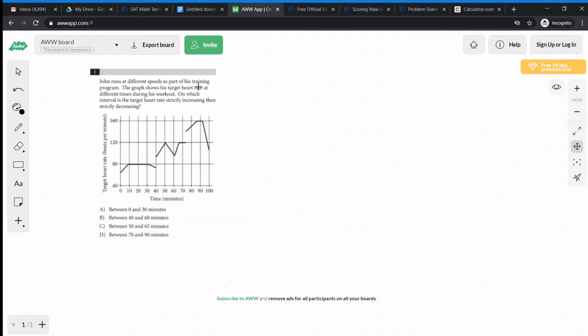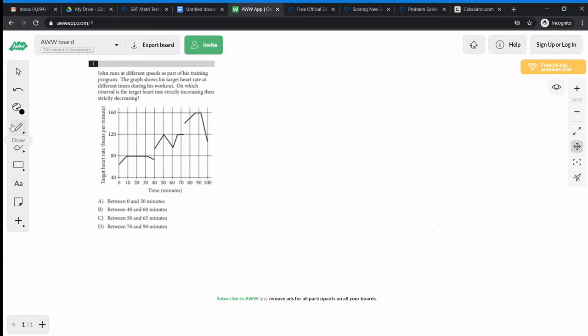John runs at different speeds as part of the training. The graph shows his target heart rate. On which interval is the heart rate strictly increasing, then strictly decreasing? Let's see, between 0 and 30, it increases, but then it just stays the same, so it's not strictly decreasing afterwards. 40 to 60, it goes up then down, increasing then decreasing. That's perfect. It's 40 to 60. That's our answer.